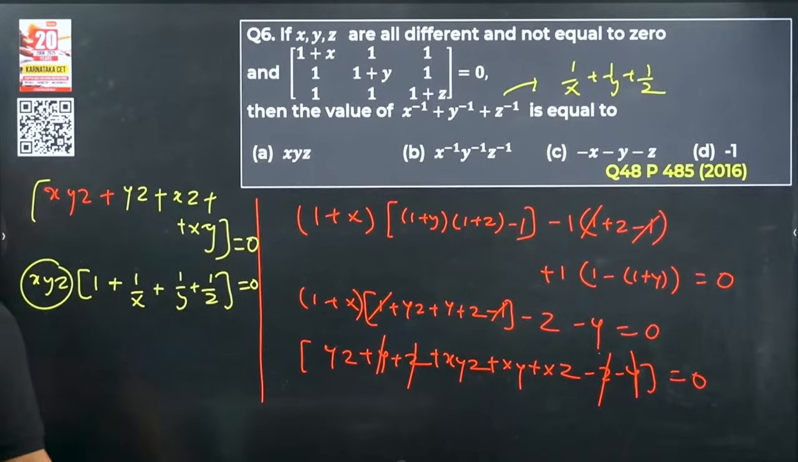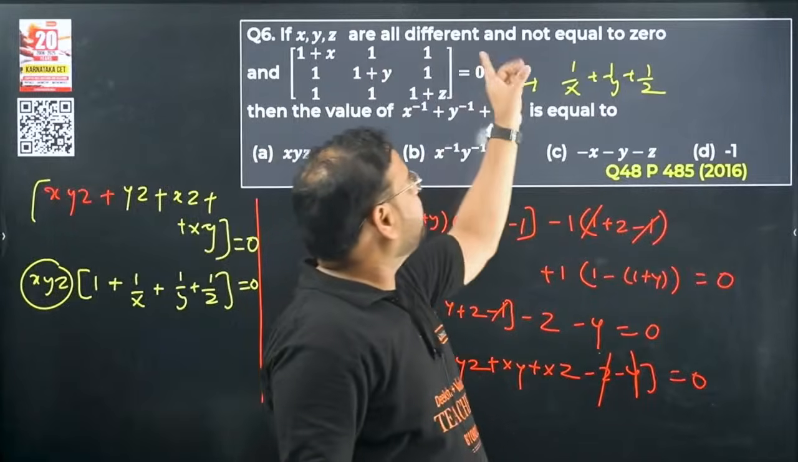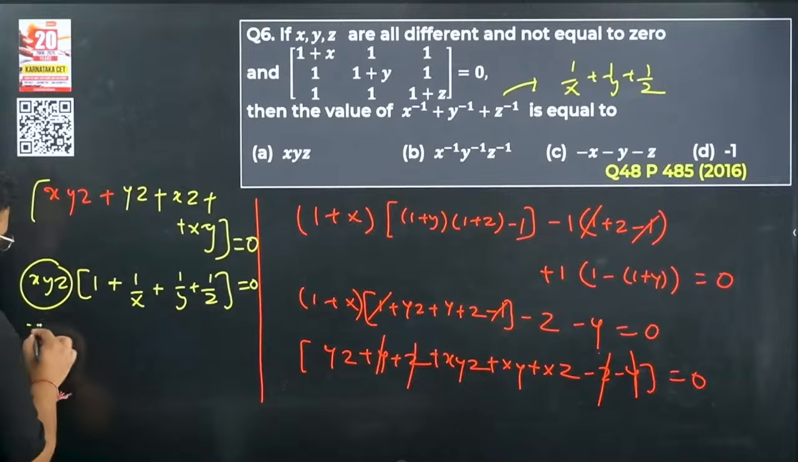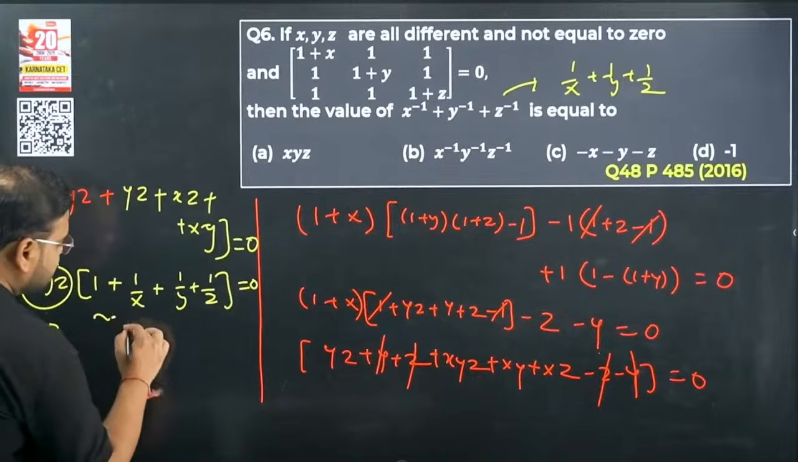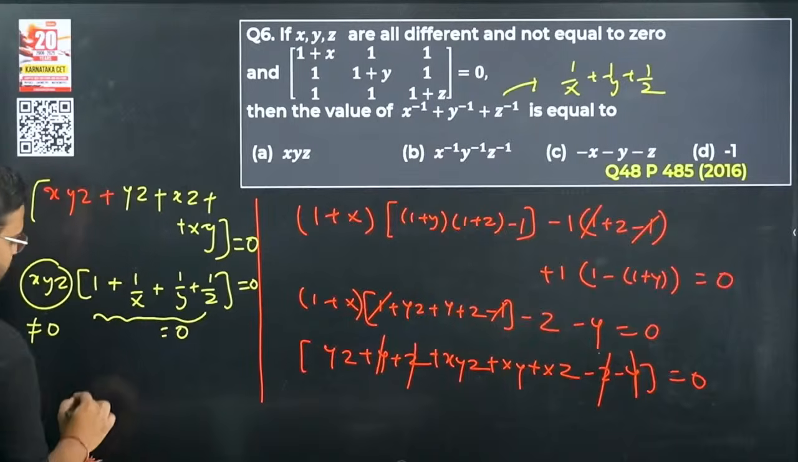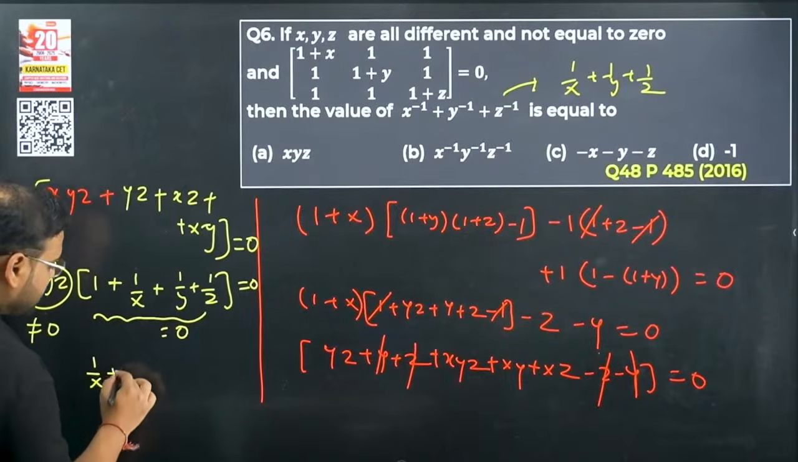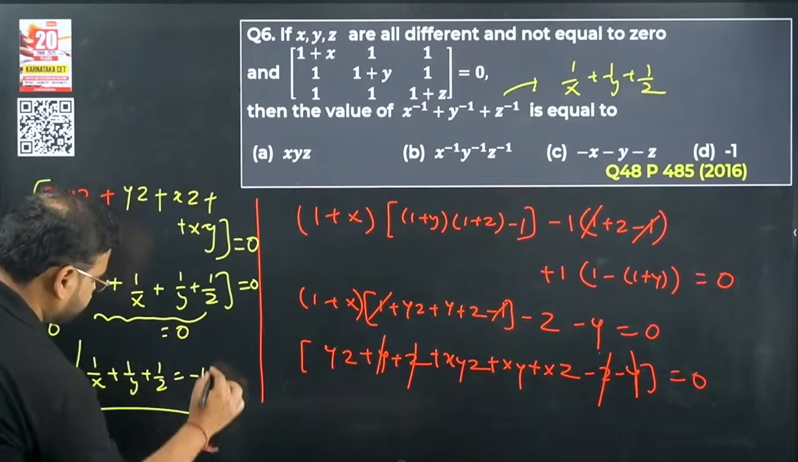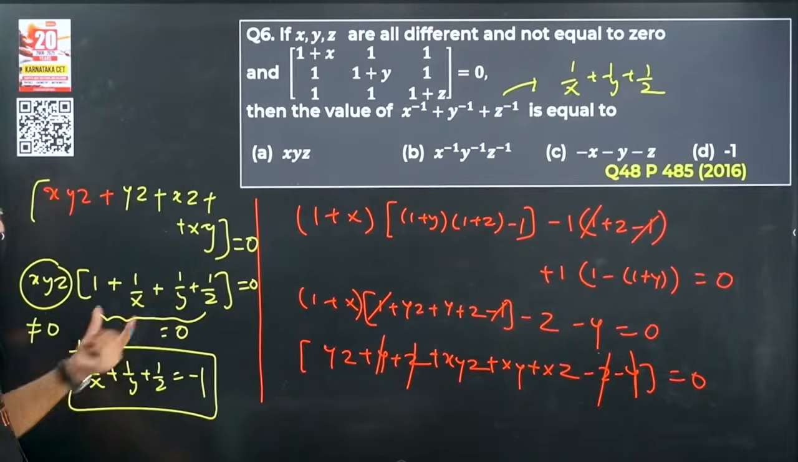This can never be 0. Check here. x, y, z are all different and not equal to 0. It means x into y into z can never be equal to 0. Since this has to be equal to 0, what I get from here is 1 by x plus 1 by y plus 1 by z is minus 1. Moving this 1 on this side, because this has to be 0.